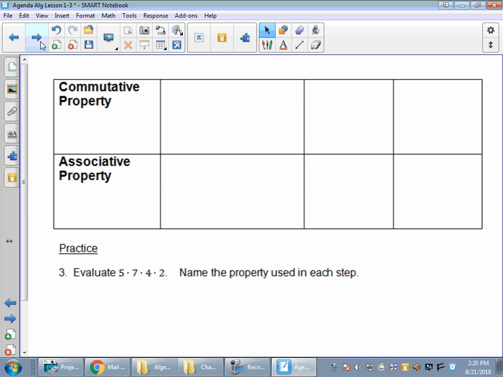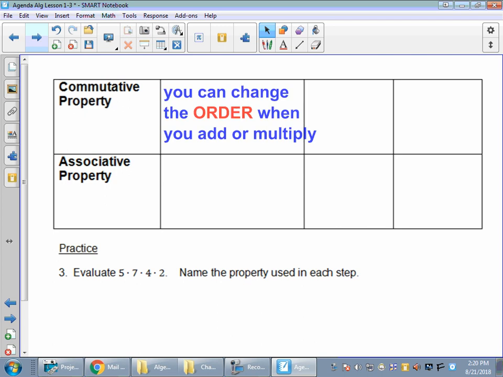We've got commutative property and associative property, and they're not that bad once you can keep them straight. So the commutative property talks about you can change the order when you add or multiply. So you can change the order of the numbers when you add or multiply, and it won't make a difference. So with addition, if we take a 3 plus 2 or 2 plus 3, does it matter what the order is?